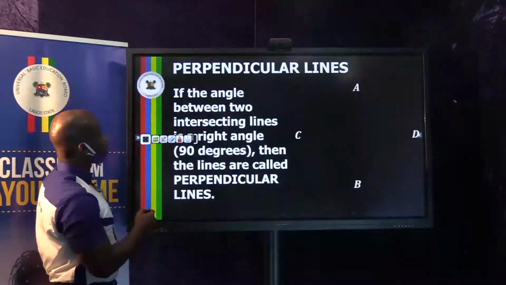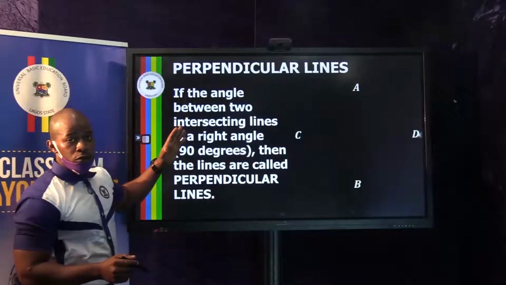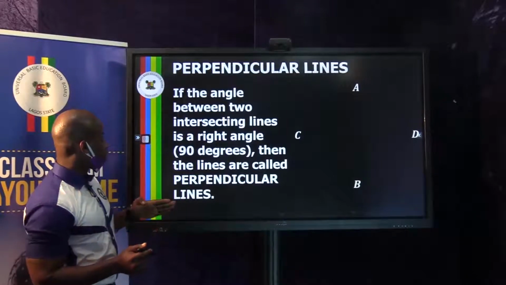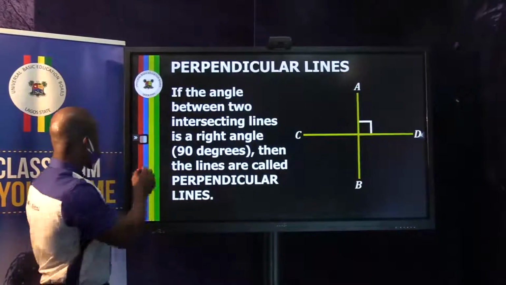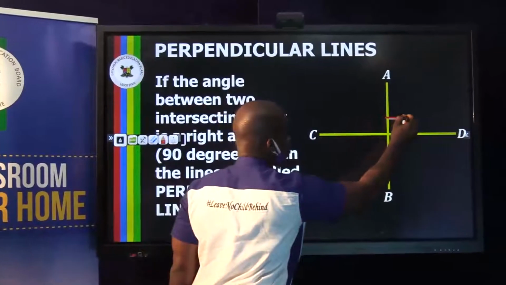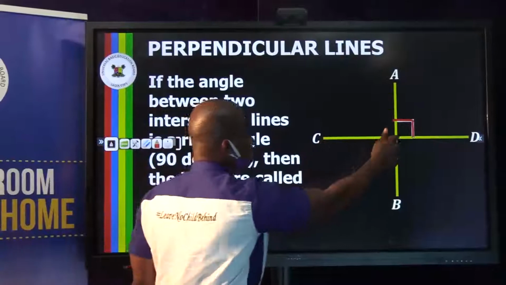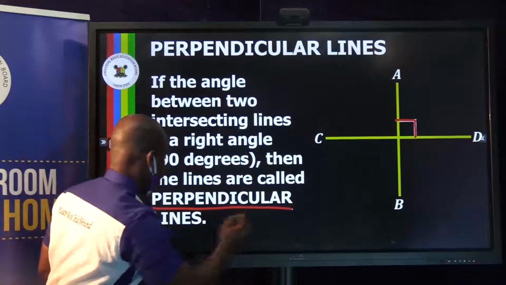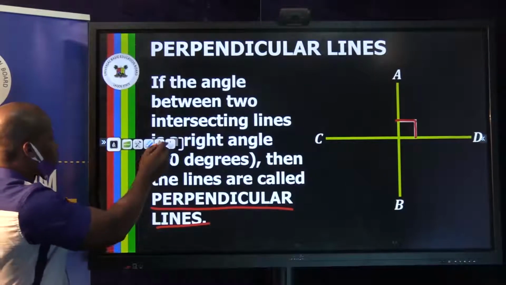Let's move on. Now, perpendicular lines. If the angle between two lines is 90 degrees, then we say that these lines are perpendicular, like the lines that I'm going to show you. You remember that when you have the box in the corner, it means 90 degrees. When the angle between the two lines is 90 degrees, then we say that the two lines are perpendicular lines. Say perpendicular lines, perpendicular lines. Good job.